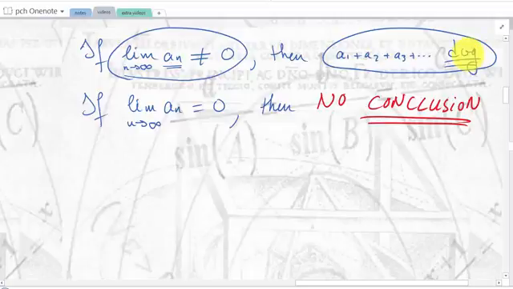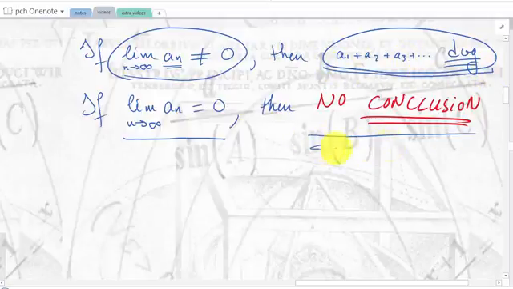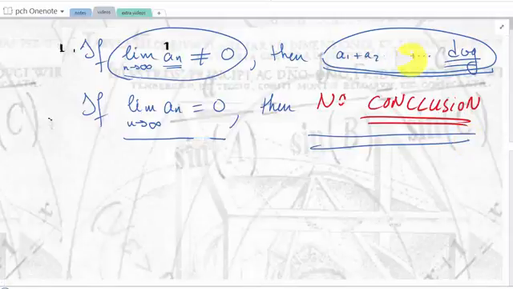What I'm also saying is that if the limit of an as n approaches infinity is equal to 0, if the an's are getting smaller and smaller and smaller, it doesn't mean the sum will be finite. There is just no conclusion, okay? Let's move on to the second series.